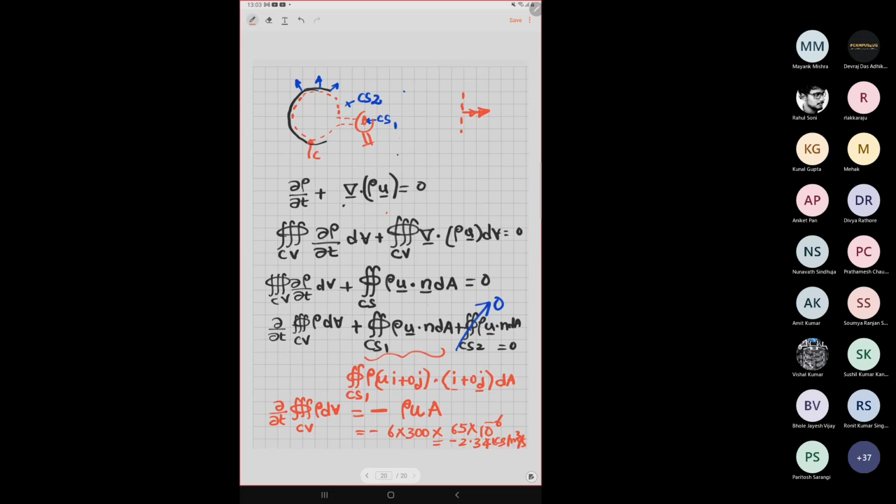This is the rate of change of the mass of the air inside the system. That is the way it is going to change. Is that fine, guys?